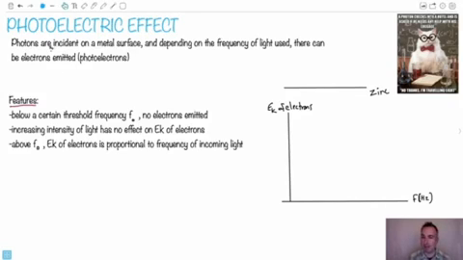So let's talk about photons themselves. What they are, they're little pieces of light, right? It's a little sort of particle of light. And if you have a photon incident on a metal surface, for example, it could be something like zinc. So let's say here we have a little metal.